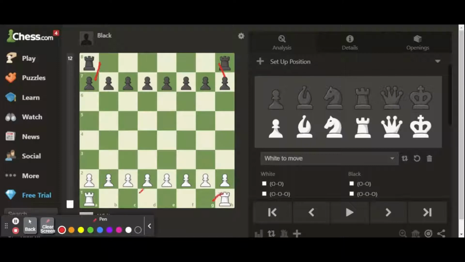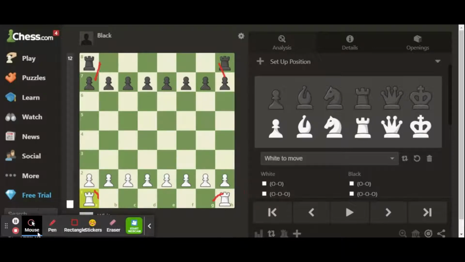These pieces can move in a certain way only, and that way is it can move like this, which is straight, or it can move like this, which is vertical. So those are the two different ways to move the rook.